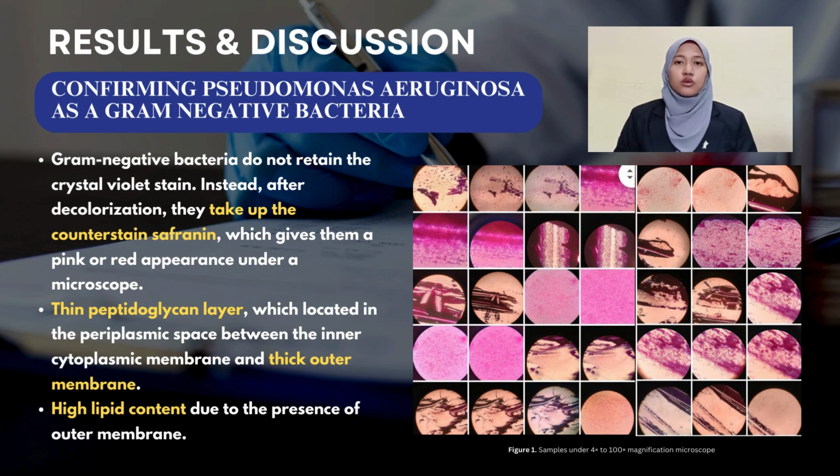Next, let's go to the results and discussions. Pseudomonas aeruginosa is confirmed as a gram-negative bacterium because it does not retain the crystal violet stain. Instead, after decolorization, it takes up the counterstain safranin, which gives it a pink or red appearance under a microscope.